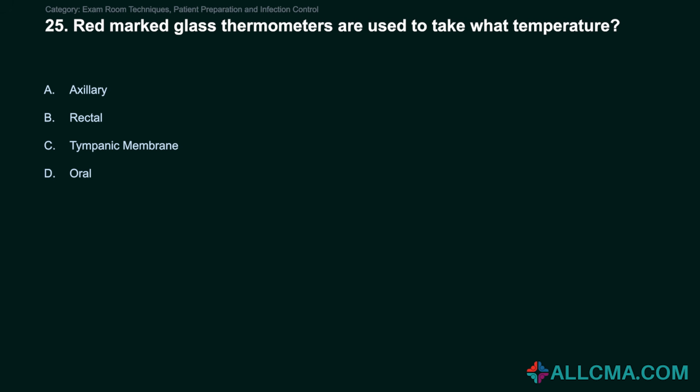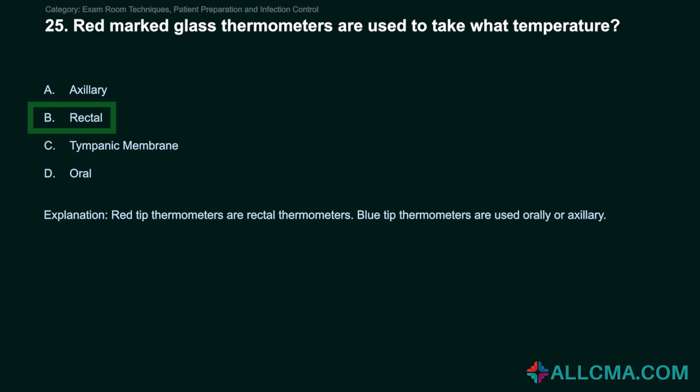25. Red-marked glass thermometers are used to take what temperature? A. Axillary. B. Rectal. C. Tympanic membrane. D. Oral. Correct answer: B. Rectal. Red-tip thermometers are rectal thermometers. Blue-tip thermometers are used orally or axillary.